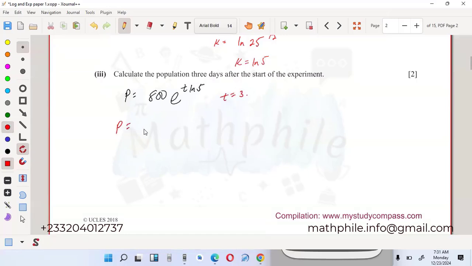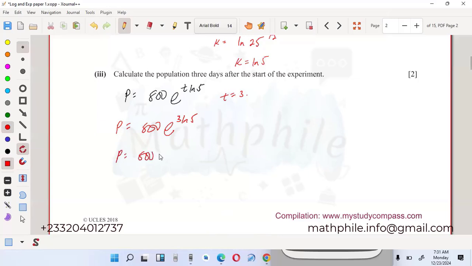So P is going to be 800 e raised to the power 3 ln 5. Then P is equal to 800 e raised to the power ln 5 raised to the power 3, which should be 125. I taught you that once you've got e and ln, it cancels out. So P is equal to 800 multiplied by 125.